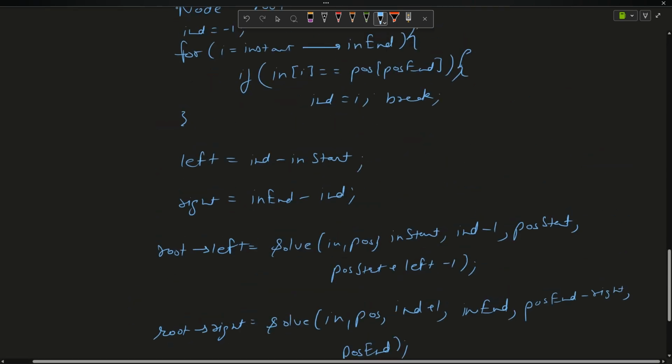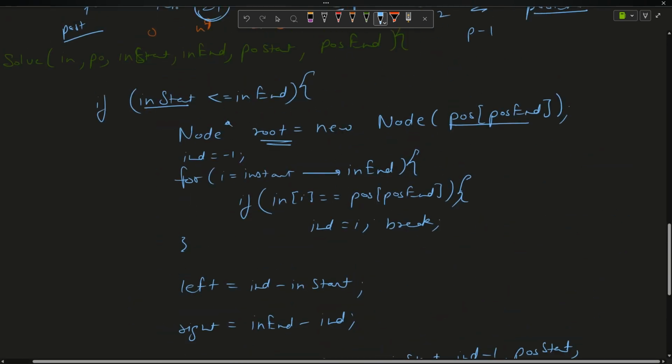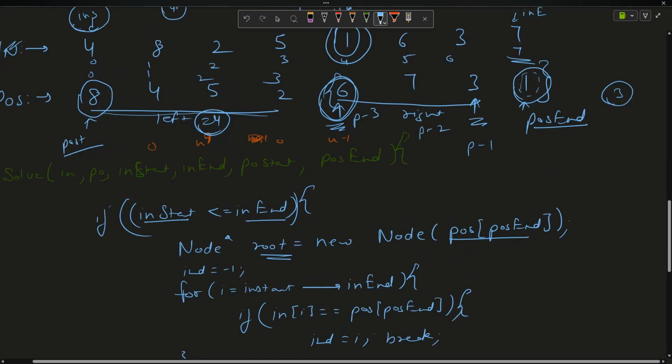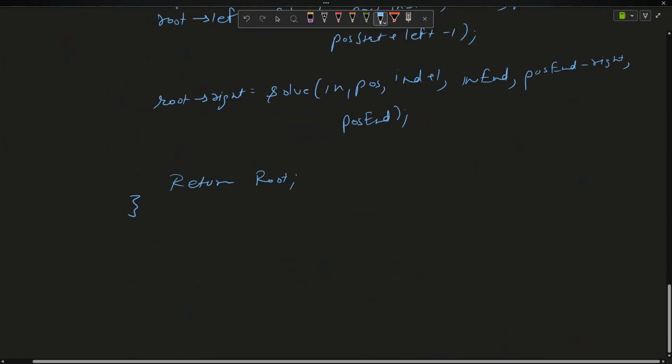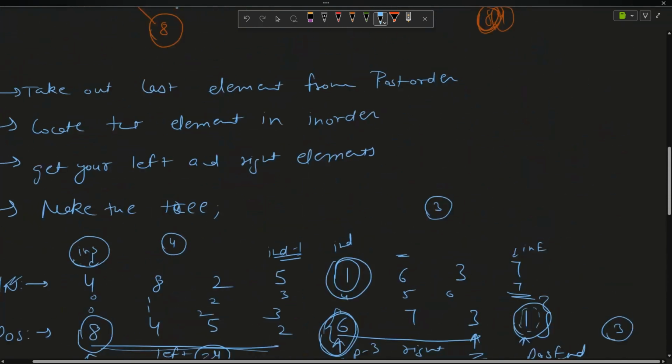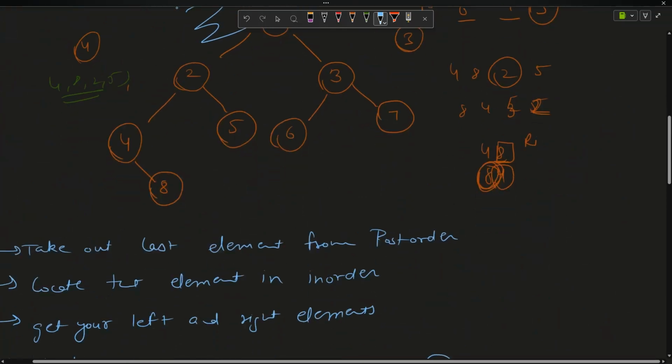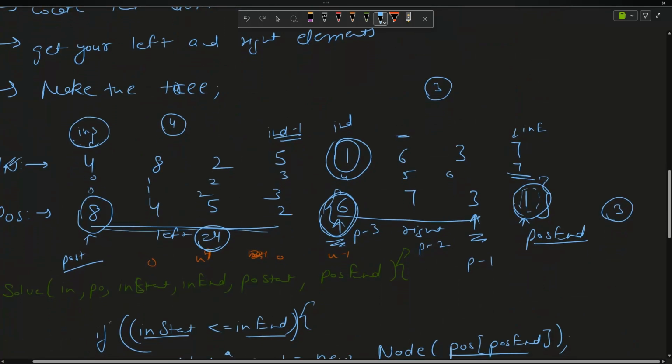And this if condition will end. The if condition was in start should be less than or equal to in end. Why did I put this condition? Because at some point in start will actually go across in end, and at that point I will have to return null. That means after this if statement I will say return null. Okay, and I will add this function. So what is actually happening is this one only, which I made through the subtree.